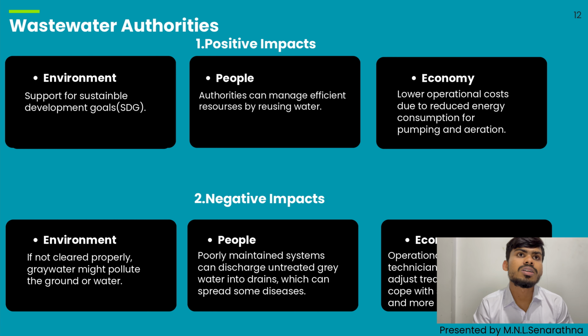Wastewater authority gives us not only positive impacts, it may also sometimes give negative impacts. If the system is not properly maintained, untreated grey water can pollute the ground or nearby water bodies. And a poorly maintained system may discharge grey water, which can spread different kinds of diseases and create health risks in communities. So with that, my part is over.